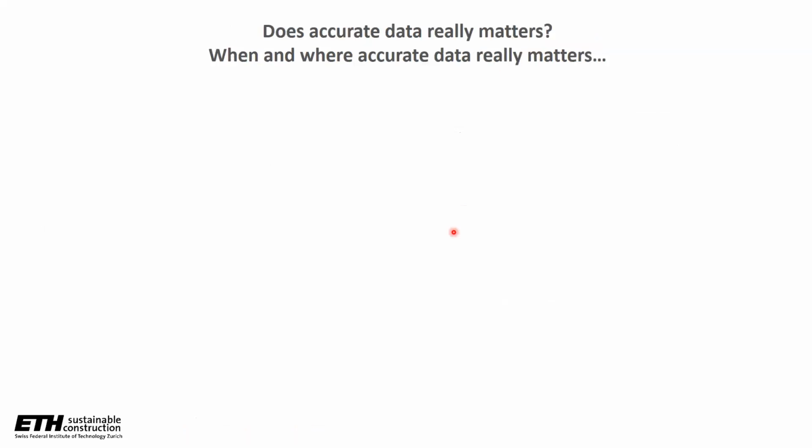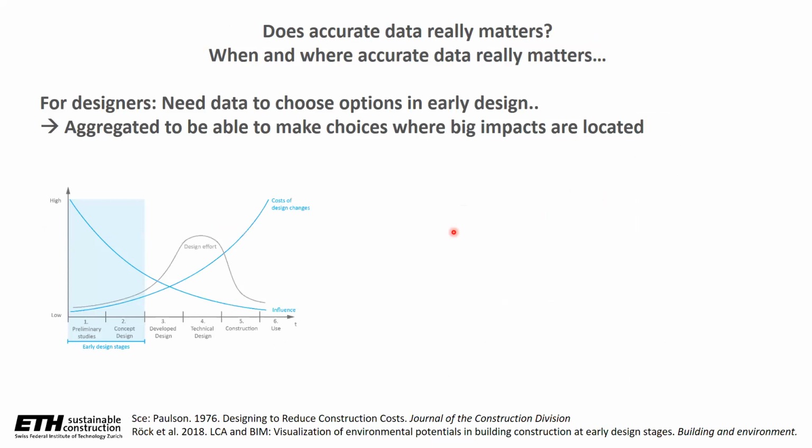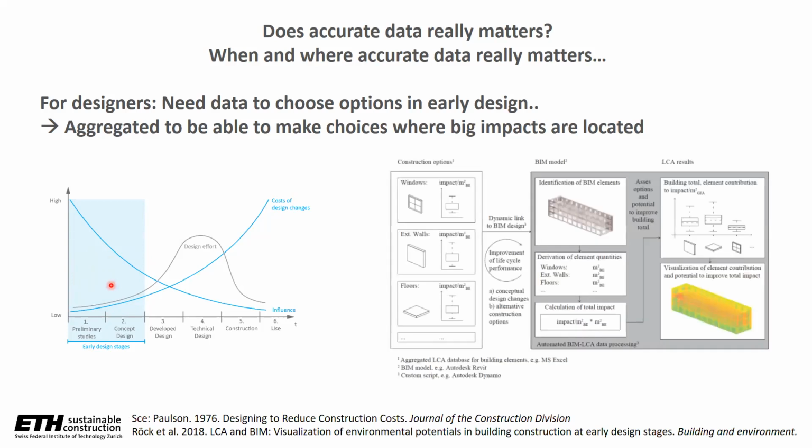So does accurate data actually really matter? That's a good question. For designers, you need data to choose options in early design, because it's in the early design that you really can take decisions. But in the early design, you have a rough idea of the product. So you need to have aggregate data, which will show you the different potentials and maybe also allow you to visualize where you can take the most decisions. So it's relatively simple data.